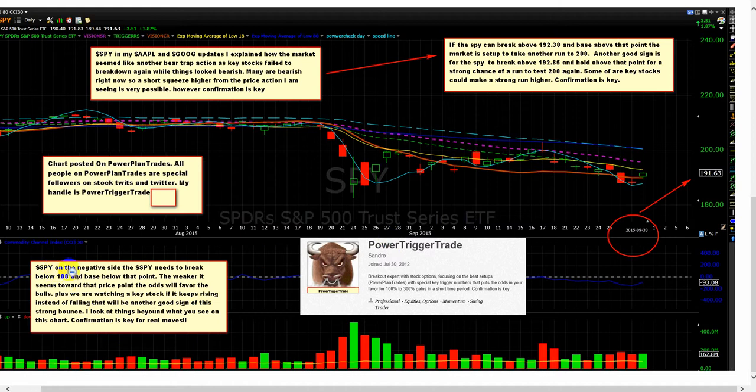But then I also wrote this part here, the negative side, code 57B. SPY, on the negative side, the SPY needs to break below 188 and base below that point. The weaker it seems towards that price point, the odds will favor the bulls. Plus, we are watching a key stock. If it keeps rising instead of falling, that will be another good sign of this strong bounce. I look at things beyond what you see on the chart. Confirmation is key for real moves.